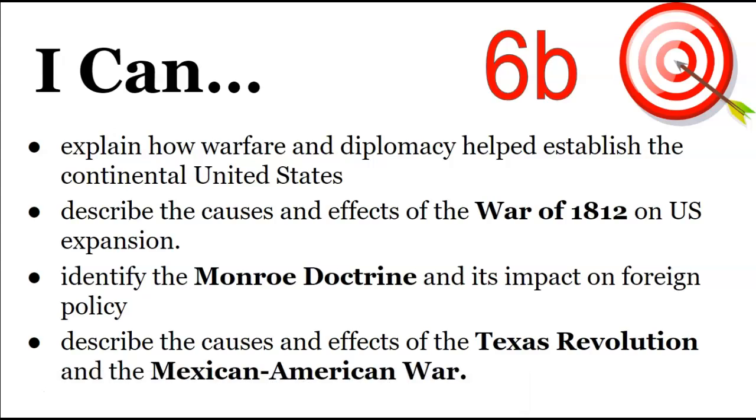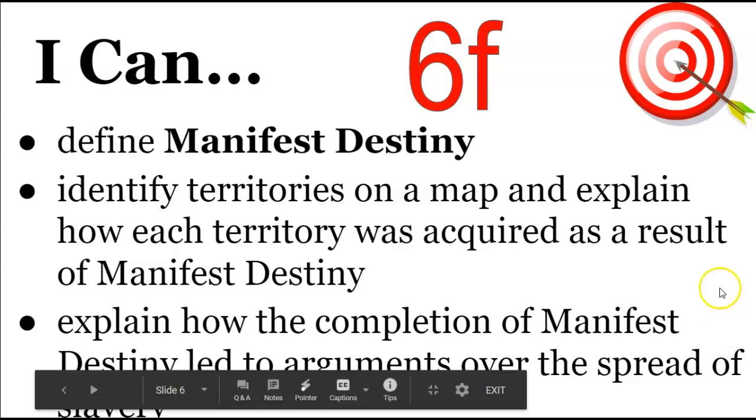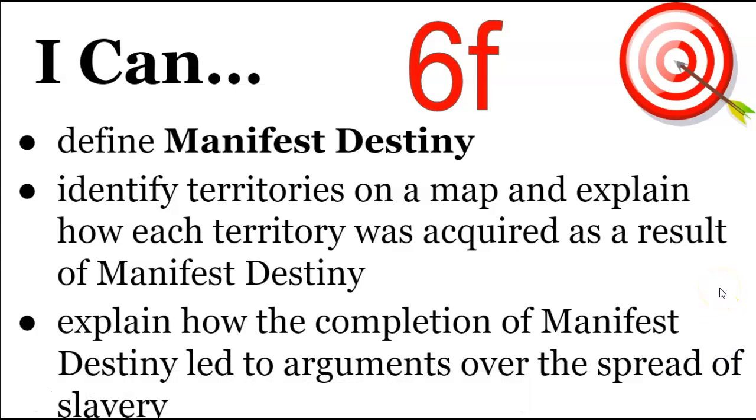And then 6F, I can define manifest destiny, identify territories on a map and explain how each territory was acquired as a result of manifest destiny. Explain how the completion of manifest destiny led to arguments over the spread of slavery. We're going to come back to that one on a later date.